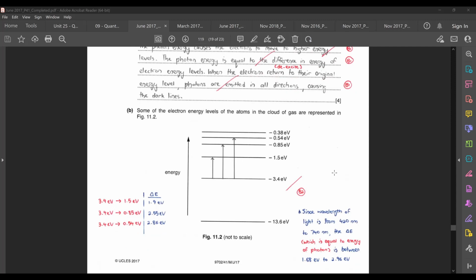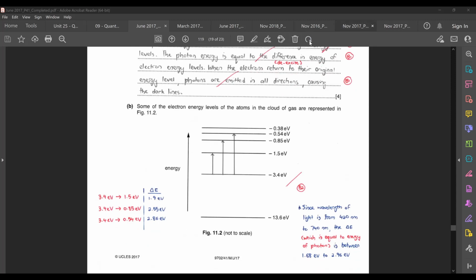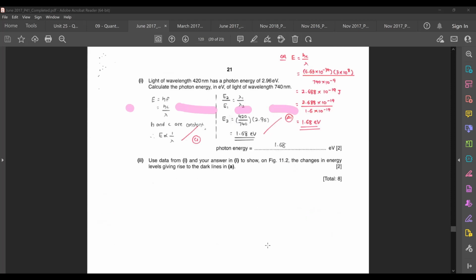Now in part B, they mentioned to you that some of the electron energy levels of the atoms in the cloud of gas are represented in this figure here. All right. So you have those energy level diagrams there. So in part 1, in the following page, they ask you to calculate the photon energy in eV of light of wavelength 740 nanometer if light of wavelength 420 nanometer has photon energy of 2.96 eV. Okay, so if light of wavelength 420 nanometer has photon energy of 2.96 eV, what is the photon energy in eV of light of wavelength 740 nanometer?